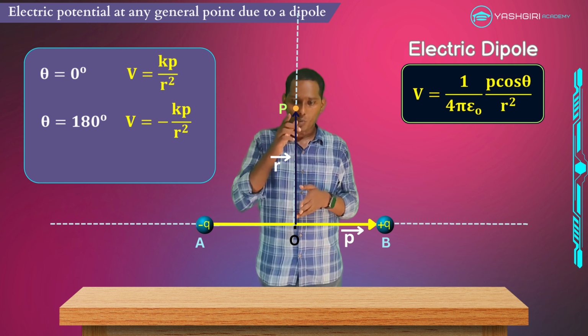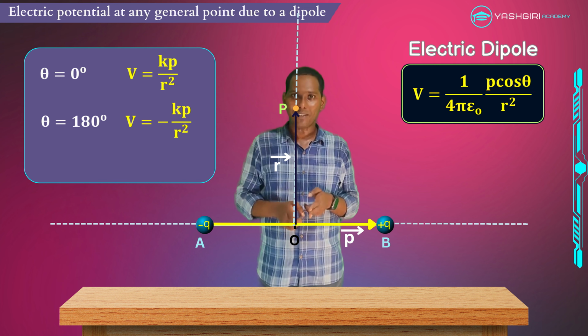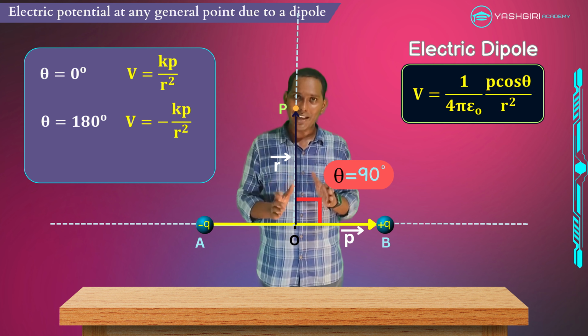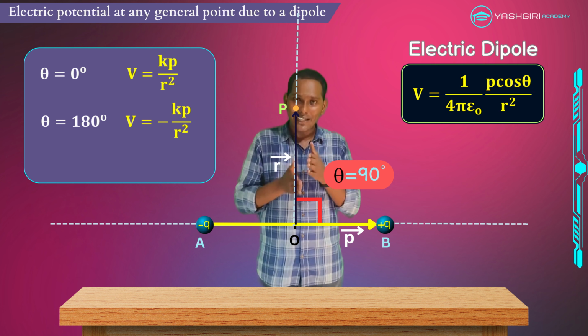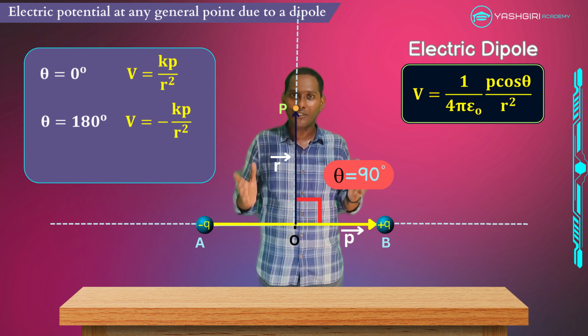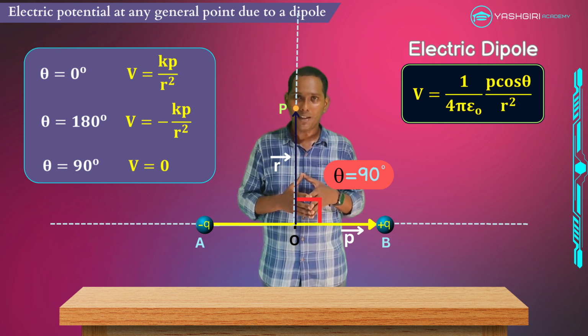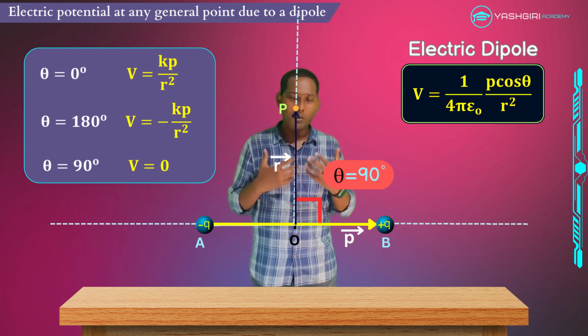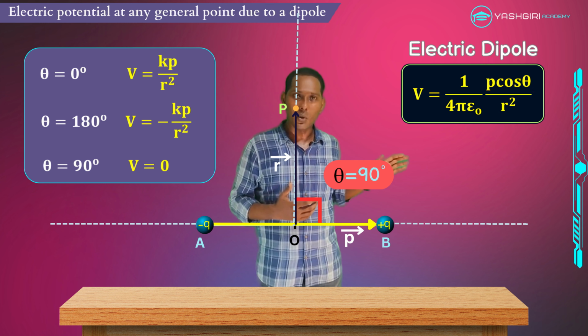All right, so now what about this equatorial line? When your point is on the equatorial line, the angle created here is 90 degrees and cos of 90 is 0. So the electric potential on the equatorial line of a dipole is going to be 0. So once again, students, you are getting all the possible cases with this equation that we are having here.